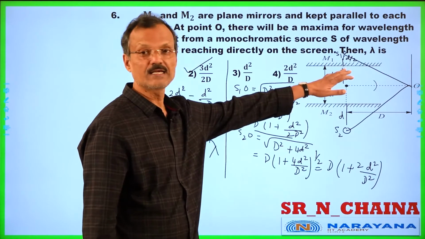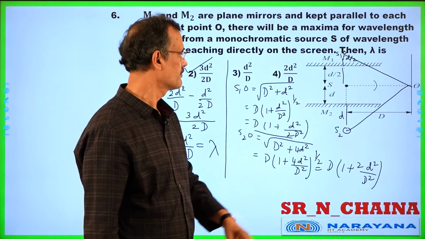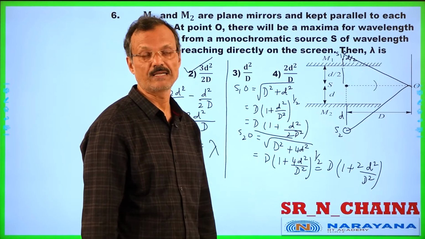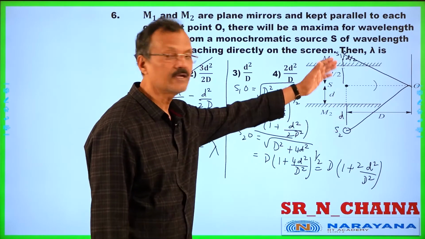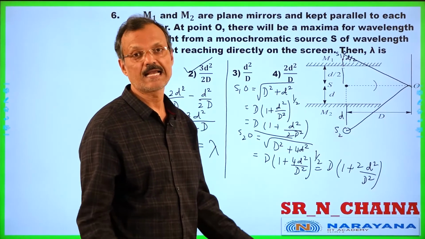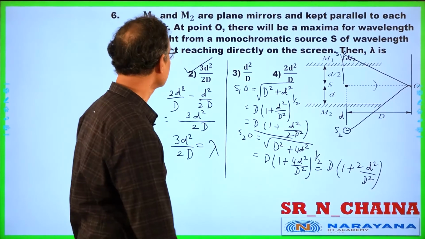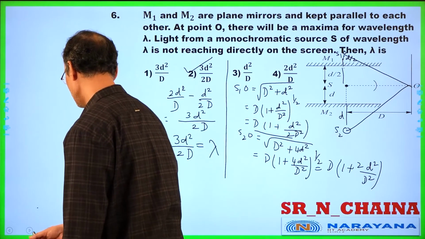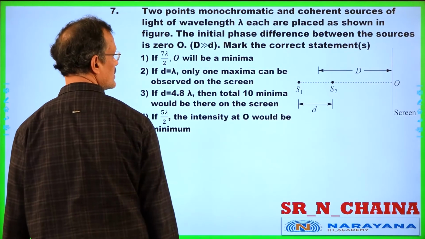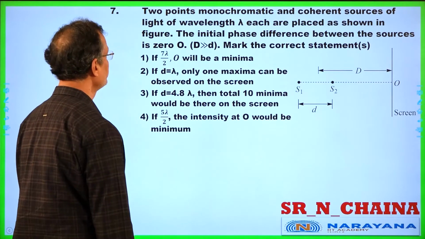Yes, here there is a phase change of pi, and here there is a phase change of pi. Phase changes are there, but both are equal, pi, so they are cancelling each other. So the answer here is number 2. I move now to the next question, question number 7.